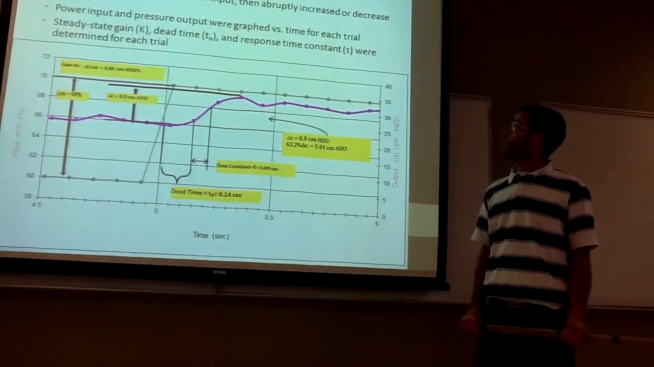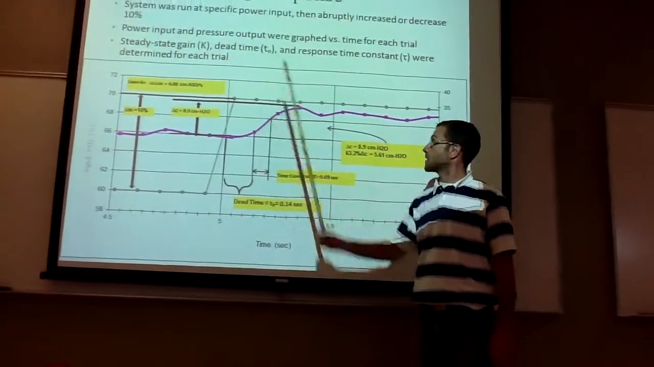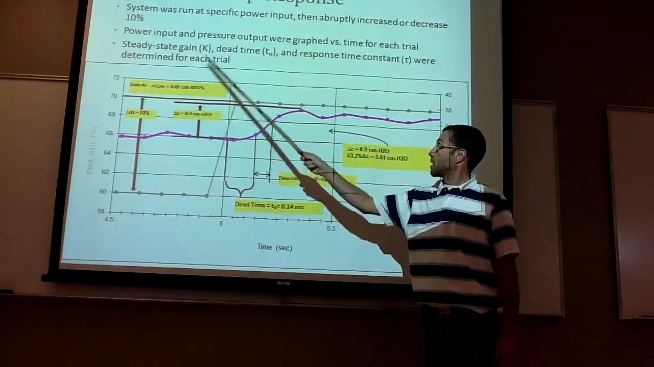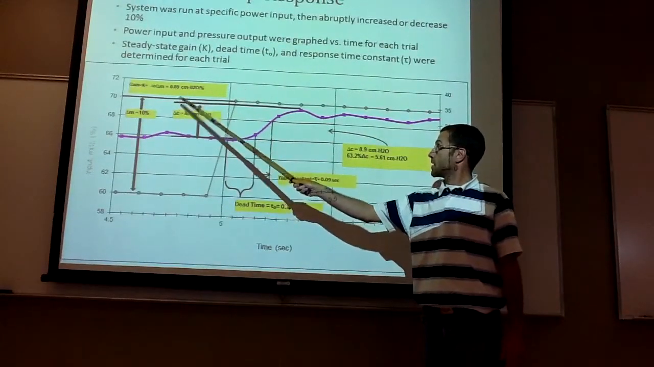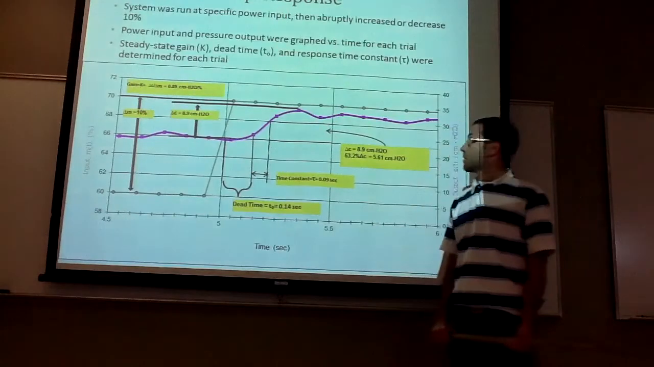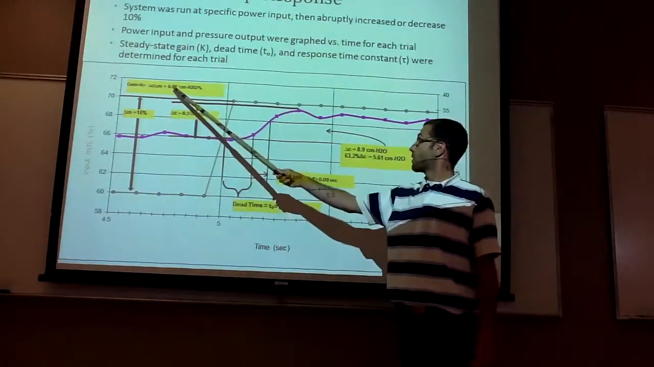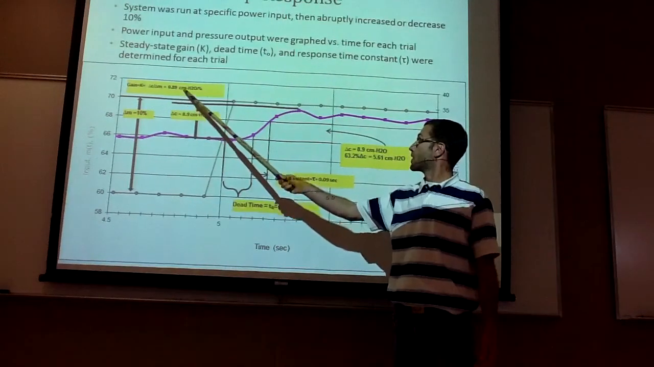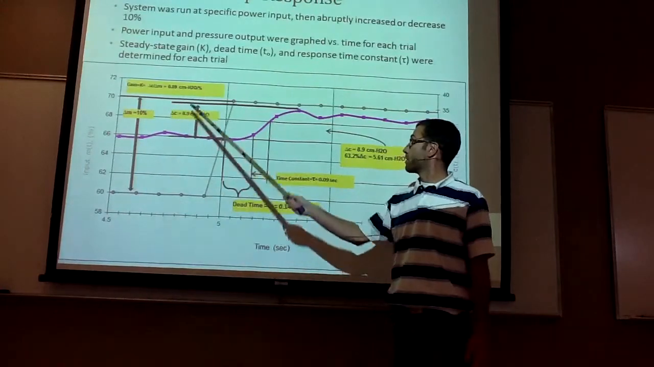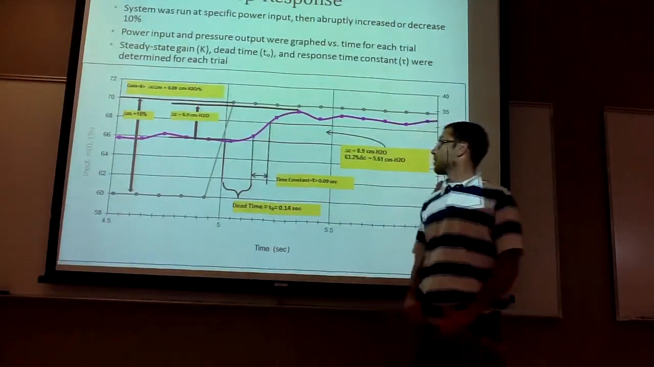So one of the things we were looking for here was the steady state gain, which is represented by K, which is equal to delta C over delta M. The units for that are centimeters water over percent. So for this one, it comes out to 0.89.